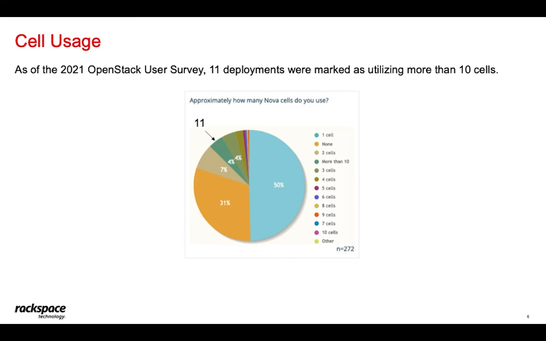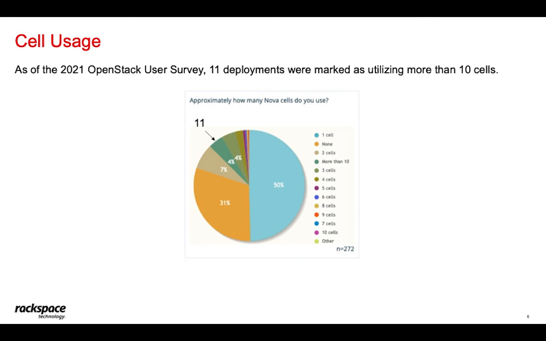I do want to point out, this is the user survey results from last year, and I thank Jimmy for helping put this together in the OpenInfra team. I know Jimmy's on the call, but the question does call out: approximately how many Nova cells do you use? It's kind of a trick question, because a lot of people probably don't know how many they're using, and this is going to vary greatly on the version of OpenStack you're running.